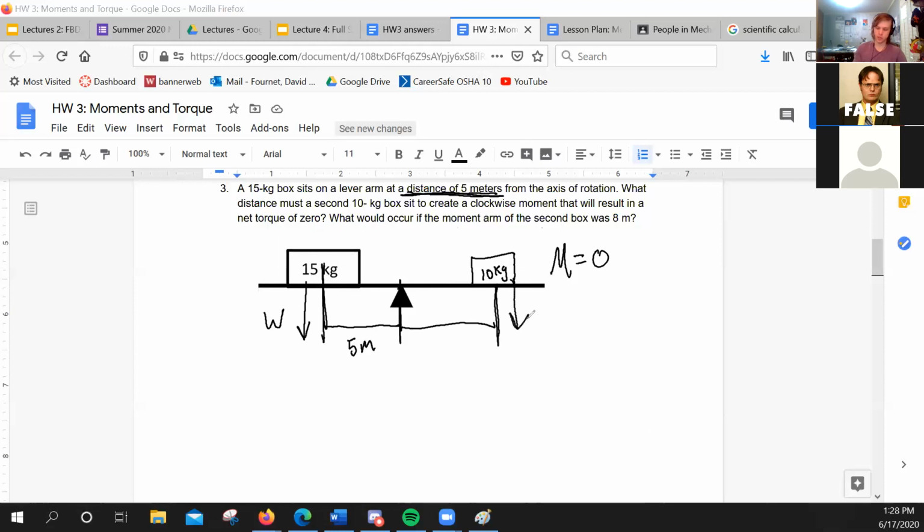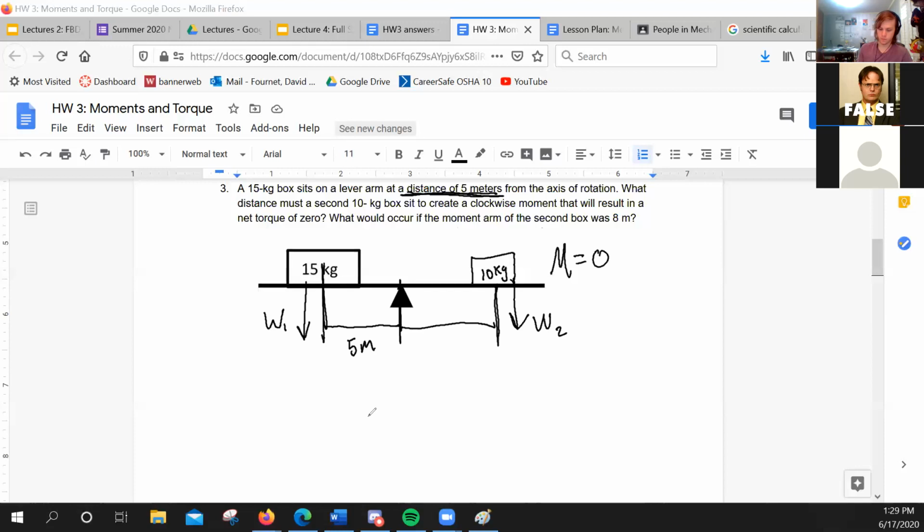So each box is going to apply a weight force, and we're just going to call them weight 1 and weight 2. And yes, they're both going to be pushing down. So if we have something heavy, applying a force, 5 meters away, can you tell me what the moment caused by this box is on this pivot point? So we have our force here, we have our distance here, right?